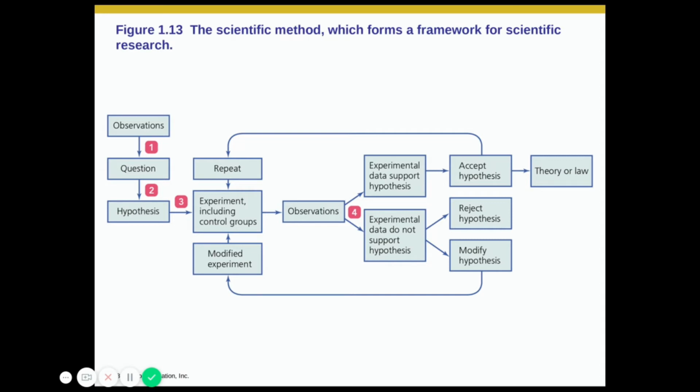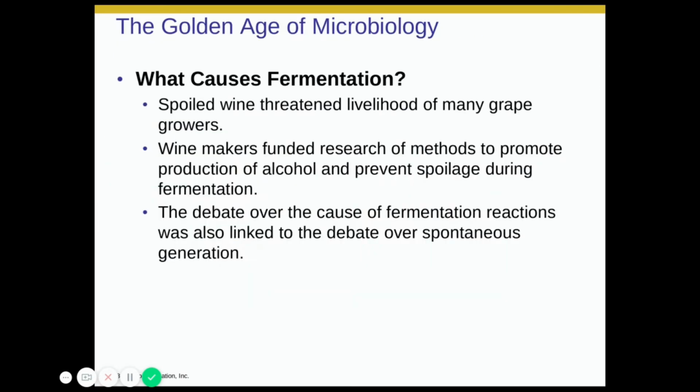So this is the basics of the scientific method. You should have seen this by now. You should be well accustomed with this. So the wine industry essentially wanted to put it to work. They wanted to figure out what was causing their wine to spoil and what could cause them to make higher yield alcohol from the grapes that they were producing.